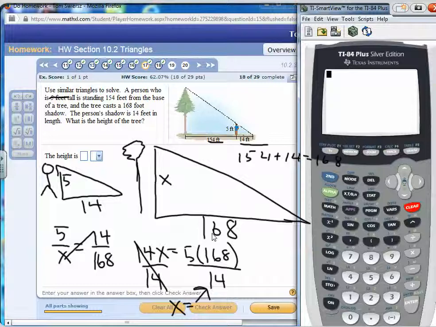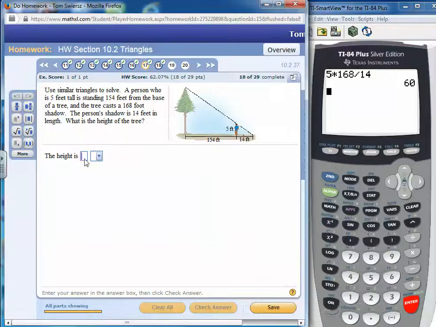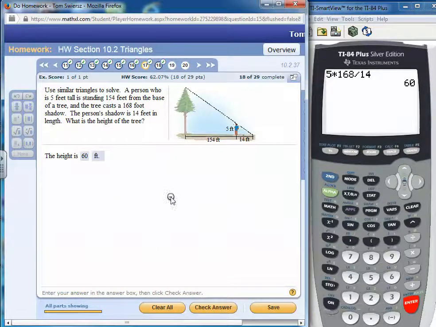So we set up a proportion, corresponding sides, height to height and shadow to shadow, cross multiply, and we solve for x. So we would get 5 times 168 divided by 14, and we get the height of the tree is 60, and everything is in feet. So obviously this answers in feet. Very good.